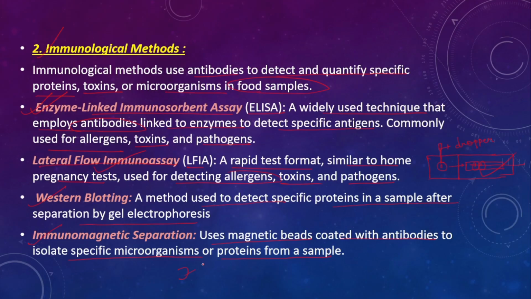This method is commonly used in microbiology, cell biology and immunology for the detection or enrichment of pathogens, specific cell types or biomolecules. IMS is highly specific, efficient and quick, making it useful for clinical diagnostics, food safety testing and research. However, it requires precise antibodies and can sometimes result in non-specific binding.